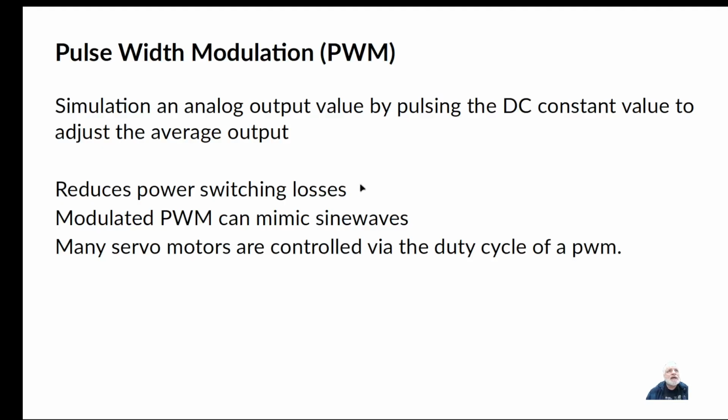Pulse width modulation allows us to simulate an analog output value by pulsing a constant DC value. This is useful because it reduces power switching and losses. We can mimic sine waves or other waveforms with it, and there are actually certain types of servos that require a pulse width modulated input to control the servo.